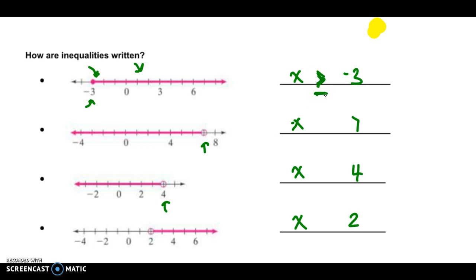The second one, I see that all of my numbers that are highlighted are less than 7, so x is less than 7, and the circle is open, so it doesn't get that bar. In the third one, all of my numbers here that are highlighted are less than 4, and again, it's an open circle, so it doesn't get that or equal to bar. And in my last example, all of my numbers here are greater than 2. And again, the circle is open, so it wouldn't get that or equal to piece.